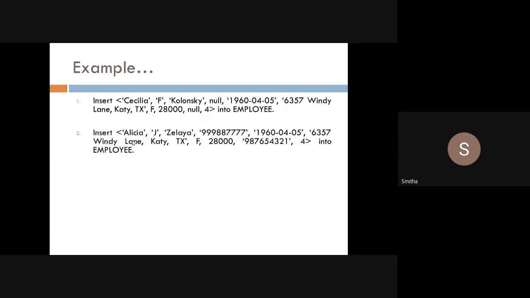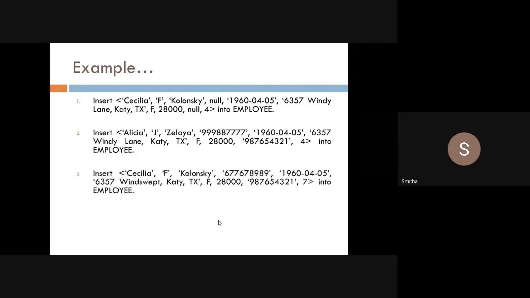Alicia, then J, then particular values are there into employee. One more record I am inserting. Okay. So here instead of null for this, I have given a number. Means this particular employee will have his phone number. That first employee is not having his phone number, so I will give null. Okay. So if you see here, one more record I am inserting.